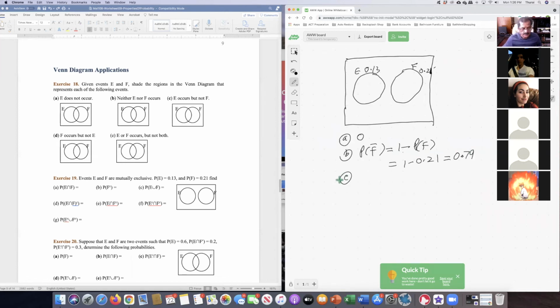Part C is E intersection F complement. Okay, there's nothing difficult here, but you may have to think for a second to figure out the answer. What is the probability of E intersection F complement?